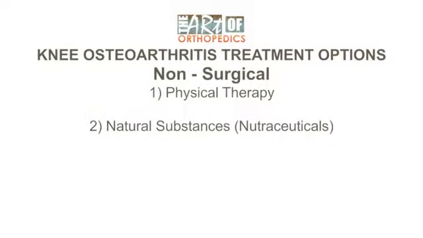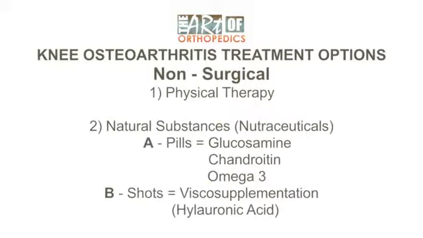Secondly, we have nutraceuticals. These are naturally occurring substances. These are actually supplements, which consist of either pills or shots. The most common pill form is that of glucosamine and chondroitin. The other pill form is omega-3, also known as fish oils.